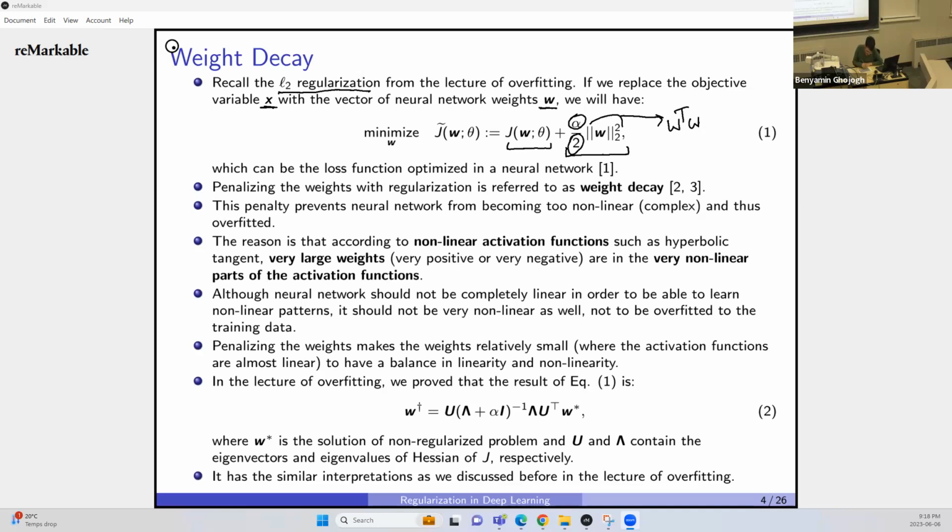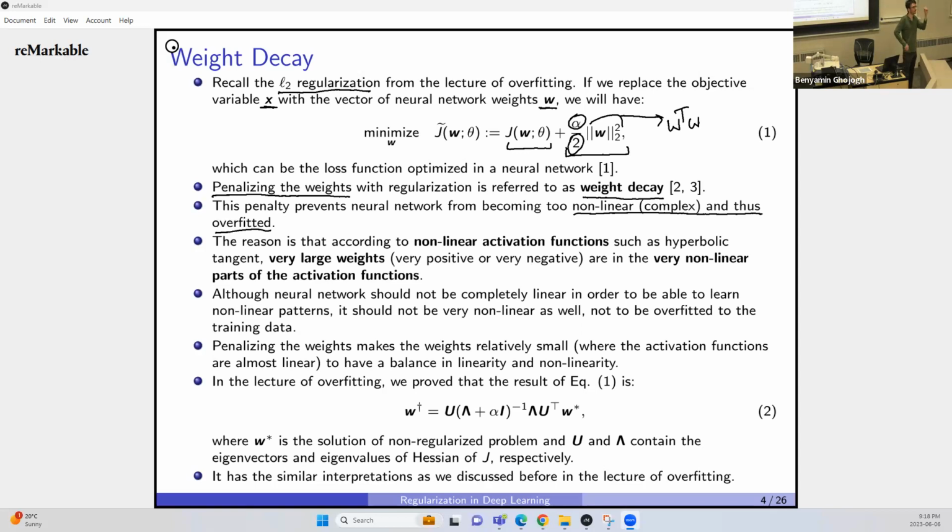Why am I doing that? Penalizing the weights. I'm penalizing the length of the weights, right? Regularization like this is referred to as weight decay, references 2 and 3. This penalty prevents the weights of the neural network from becoming too nonlinear and complex, and thus overfitted. Why? Because when W becomes large, it makes the neural network very nonlinear. There is a reason.